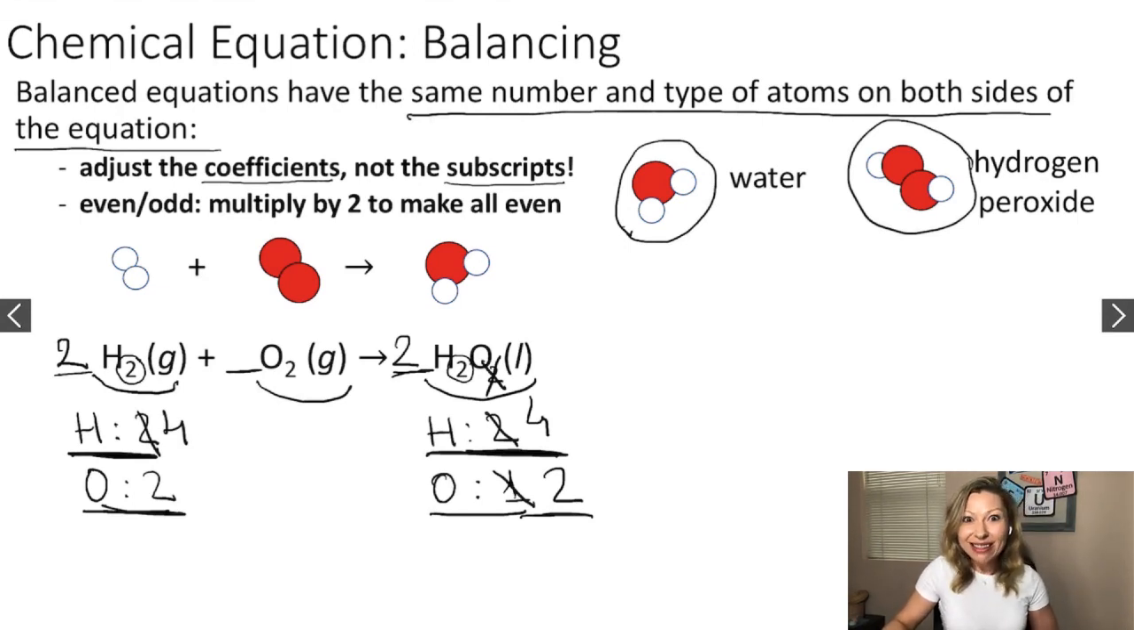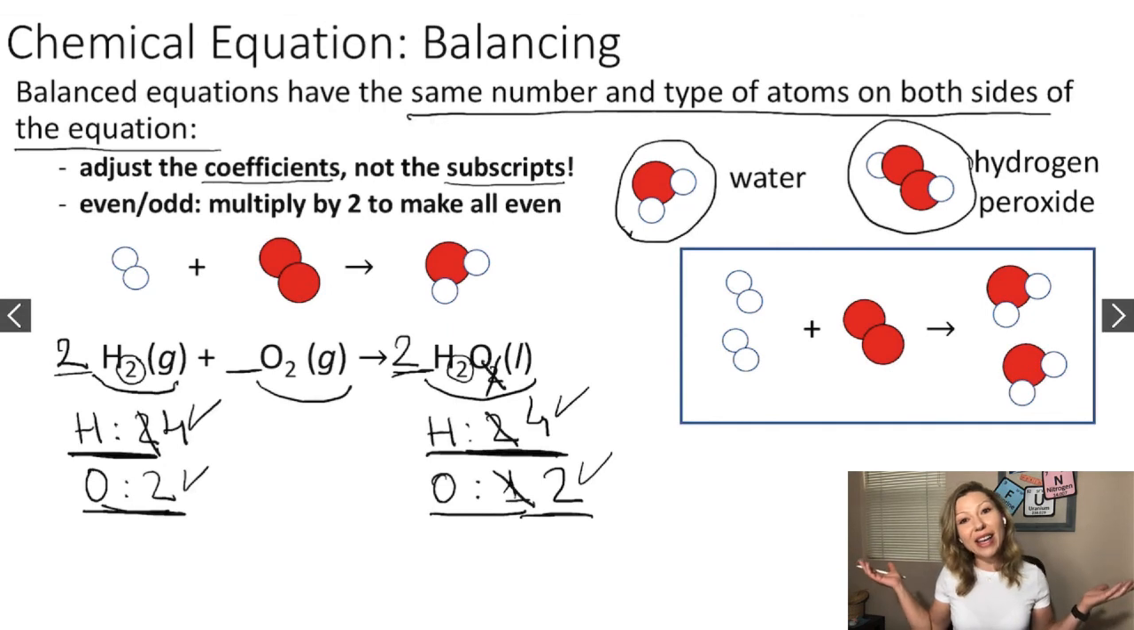All right, let's double check our work. I have now 4 hydrogen atoms on the reactant side and 4 hydrogen atoms on the product side. 2 oxygen atoms on the reactant side, 2 oxygen atoms on the product side. So my work checks out. And here's my final chemical equation. I hope this makes sense. Check out the next video where I cover a bunch of examples on how to balance chemical reactions.